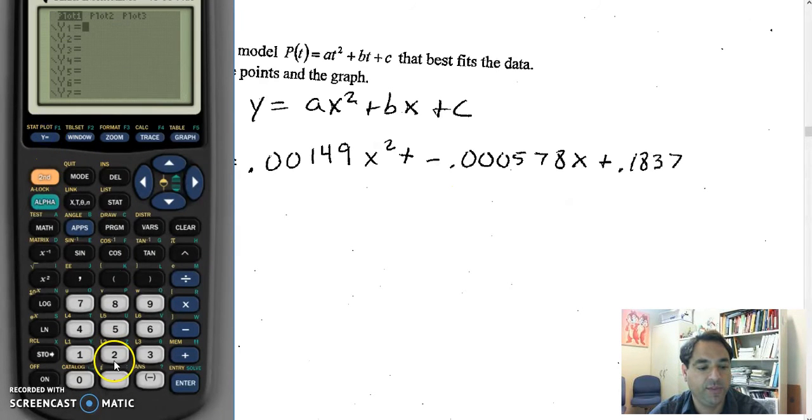So I go to y equals 0.000149 x squared minus 0.00578 x plus 0.1837. Now, I know I've done this correctly if that line goes through my data. So when I hit graph, it should go right through it. If not, maybe we had a decimal issue here or used that -5 or something happened here, but this is how you know if you've done it correctly.